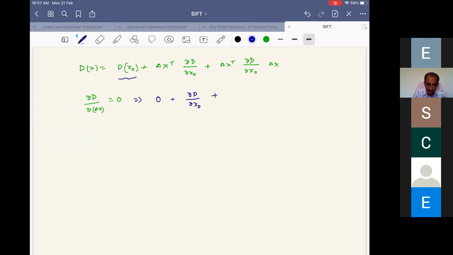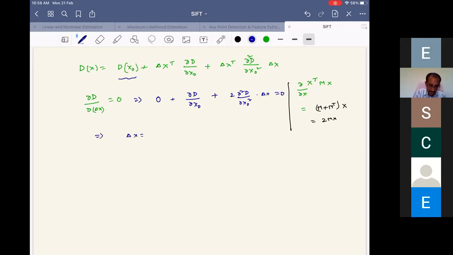What is the differentiation of the next term? What form is this? It is x transpose M x, and I'm differentiating with respect to x. It is equal to M plus M transpose into x. But if M is a symmetric matrix, it will be 2Mx. That's all. M is symmetric because dou square D by dou x naught square is symmetric. So 2 times dou square D by dou x naught square, a matrix, into delta x is equal to 0.